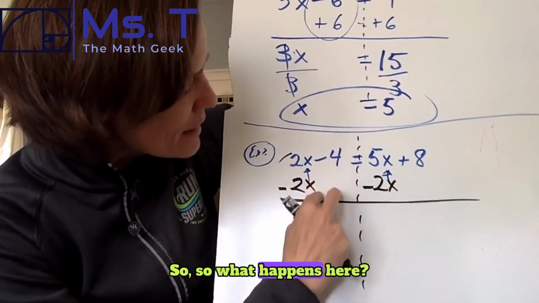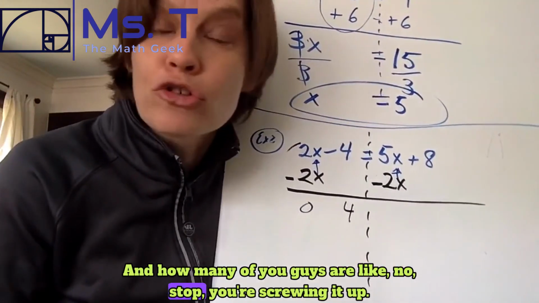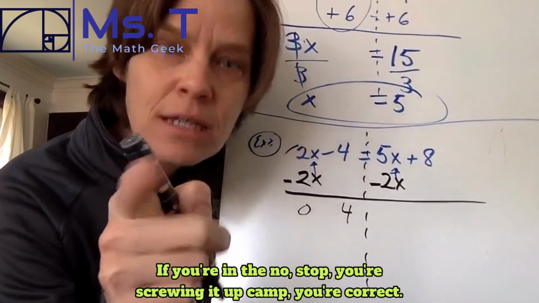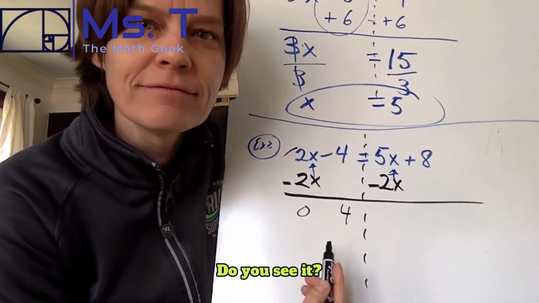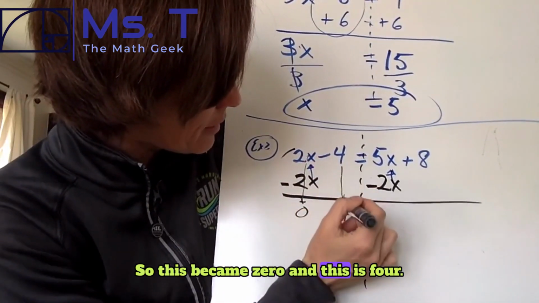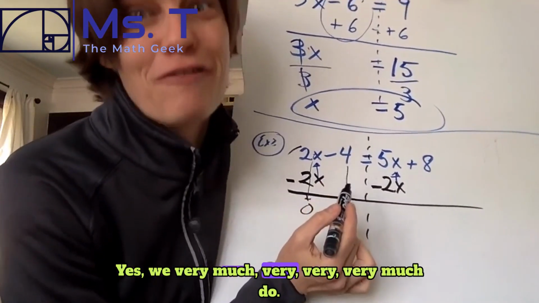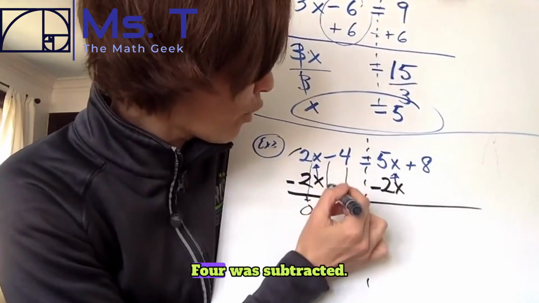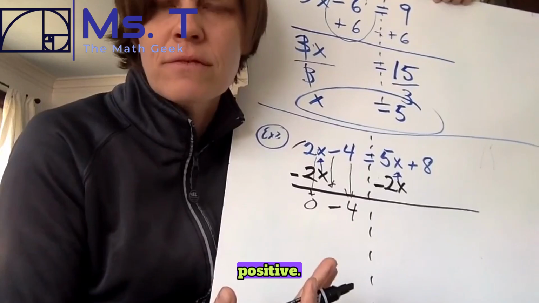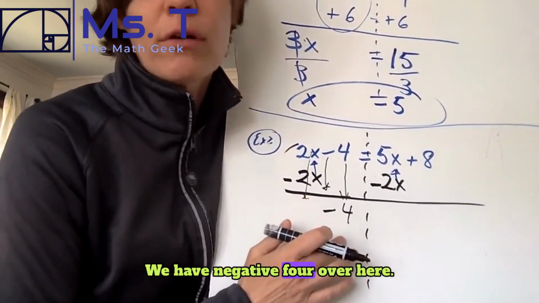So what happens here? Do we write 4? How many of you guys out there are like, yeah, that's right? And how many of you guys are like, no, stop, you're screwing it up? If you're in the no, stop, you're screwing it up camp, you're correct. Because what did I forget right here? Do you see it? So this became 0, and this is 4. But what happened here? What was that? Oh, we don't need that. Yes, we very much do. 4 was subtracted. So when we decided to get rid of this thing, it didn't suddenly make 4 positive. 4 was still taken away, so it stays negative. So now I'll get rid of the 0. We have negative 4 over here.